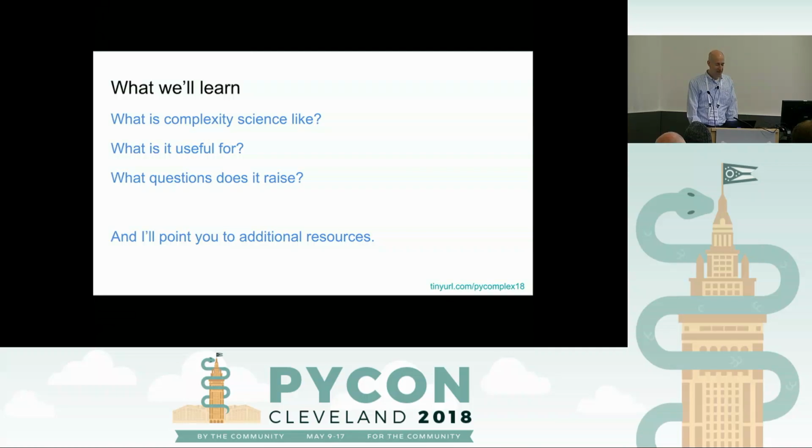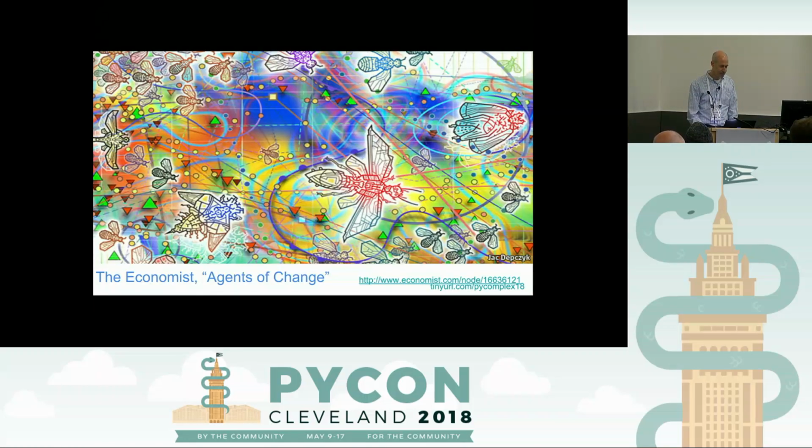Hopefully, I will give you a sense of what this is like. We will ask this question of what it's good for and poke at some of these questions that it raises. And then at the end, I'll have some suggestions for additional reading and other things that you might want to do. So the first example we'll do is an agent-based model. If you're interested, one of the first resources I'll point you to is an article in The Economist from a couple of years ago talking about the growth of agent-based modeling and its use in economics, other social sciences, and in the natural sciences.